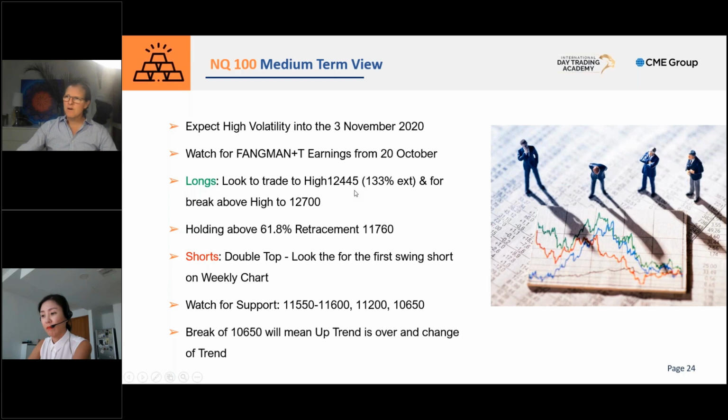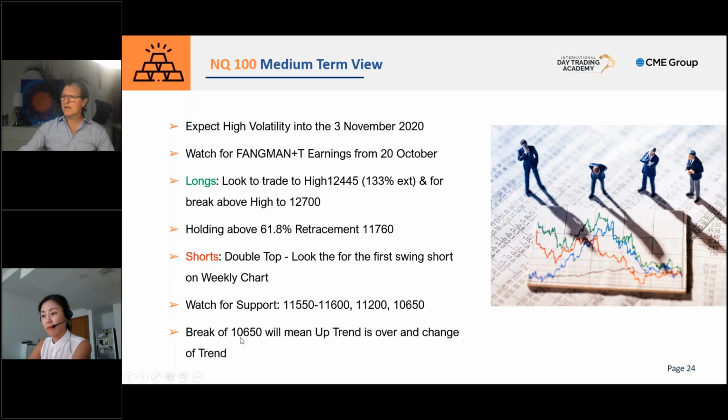So once again, very similar analysis to the S&P 500. However, the numbers are just different, really. I'd be looking for these support levels: 11,550 to 11,600, 11,200, and then 10,650. They're the key support levels to the downside. So if the S&P goes, the NASDAQ will follow as well.